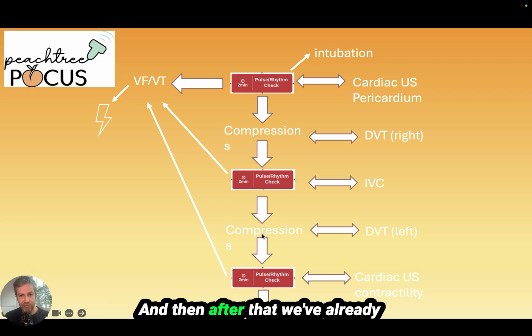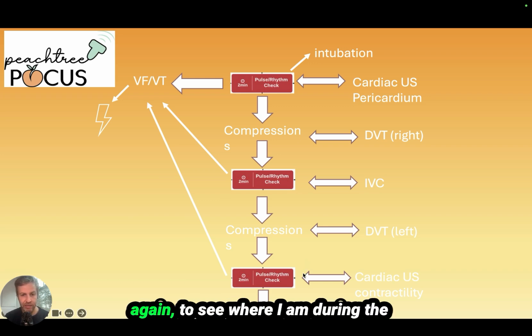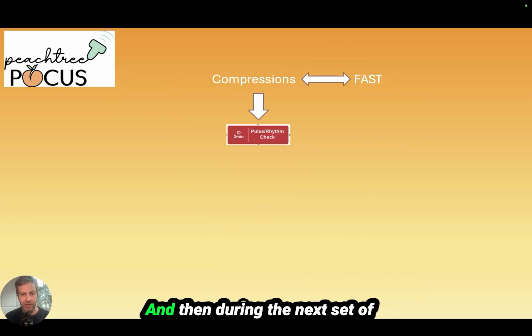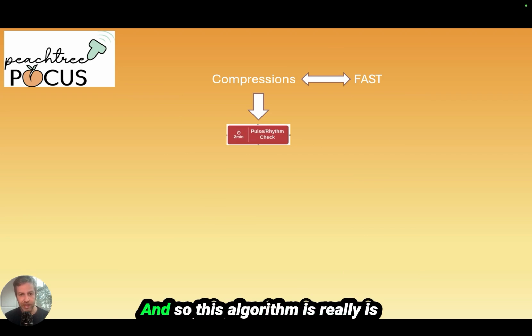And then after that, we've already done 6-8 minutes of CPR. And so then I'm going to go check cardiac ultrasound contractility again to see where I am during the next pulse check and rhythm check. And then during the next set of compressions, I'm doing a FAST exam to look for hemorrhage. And so this algorithm is twofold.